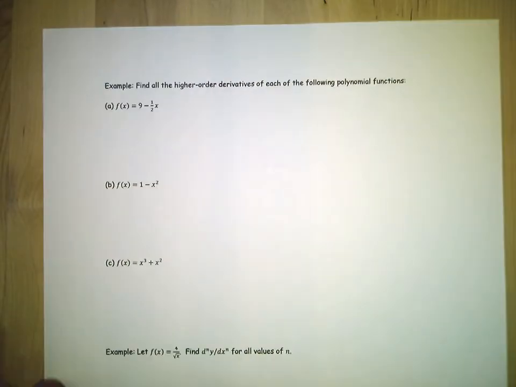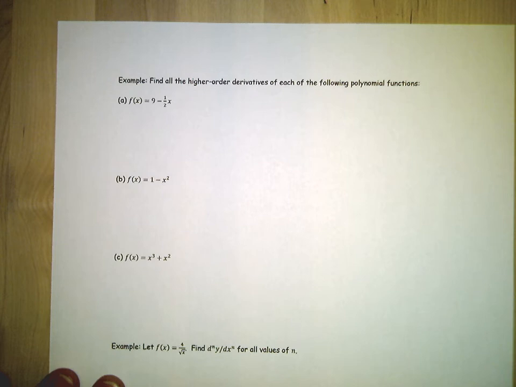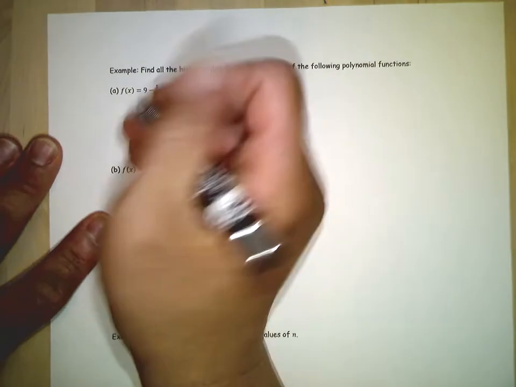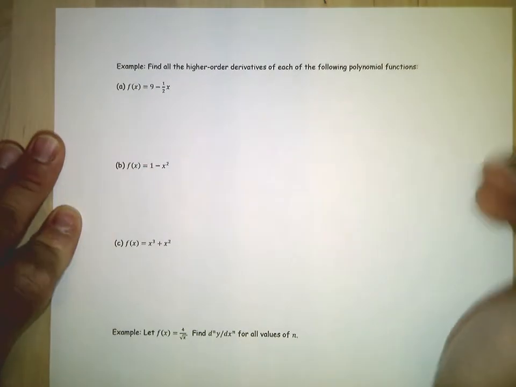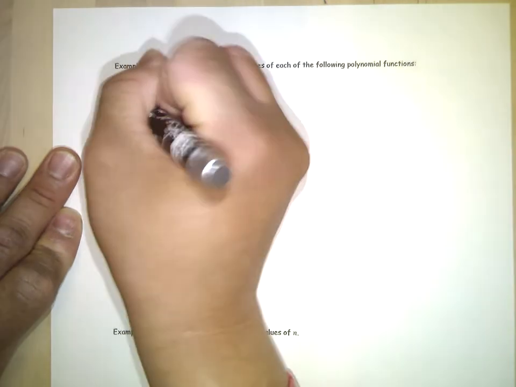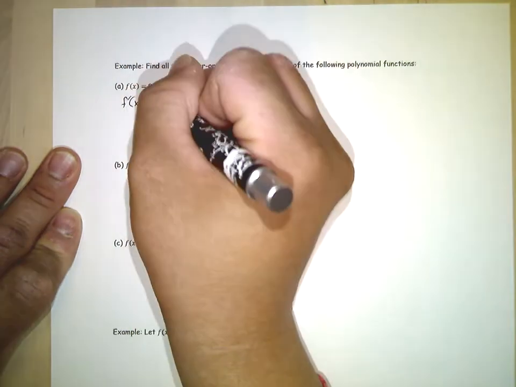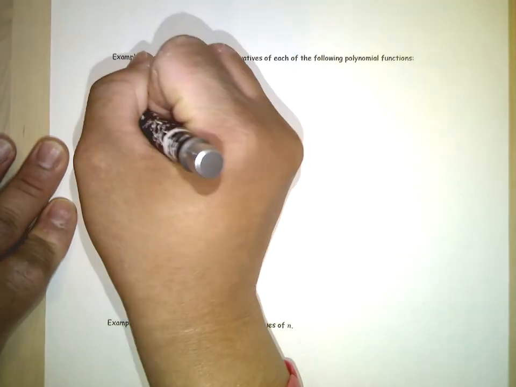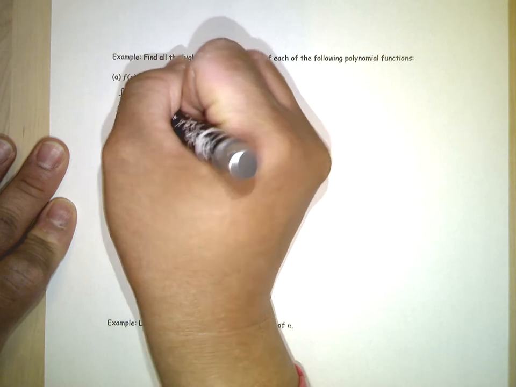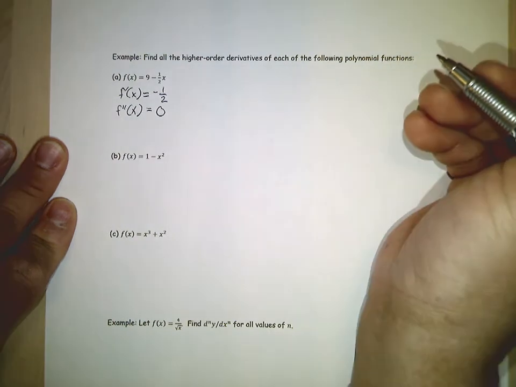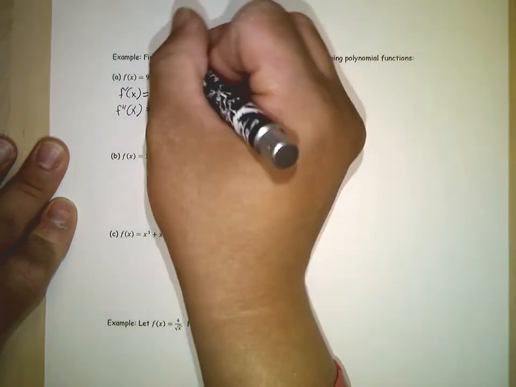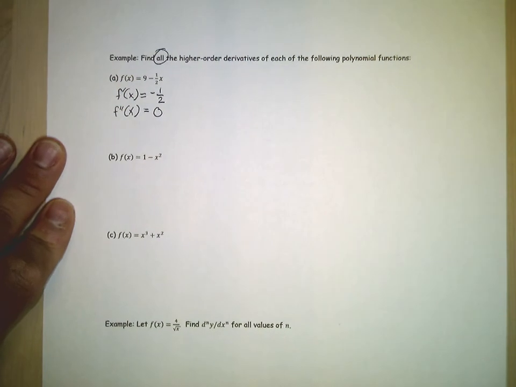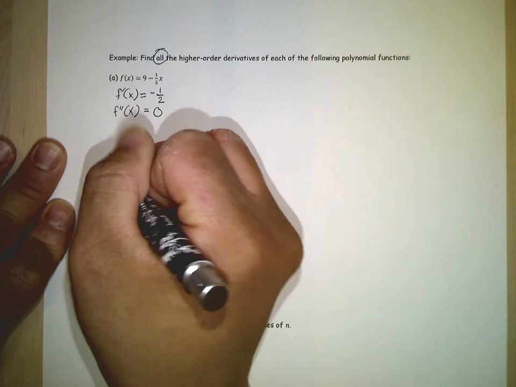So now, let's find all the higher order derivatives of each of the following polynomial functions. So we have f of x is 9 minus a half x. The first derivative will be the derivative of 9, 0. The derivative of negative a half x is negative a half. And then the second derivative will be 0. And that means that we found all of the higher order derivatives because all of the rest of the derivatives will be 0.